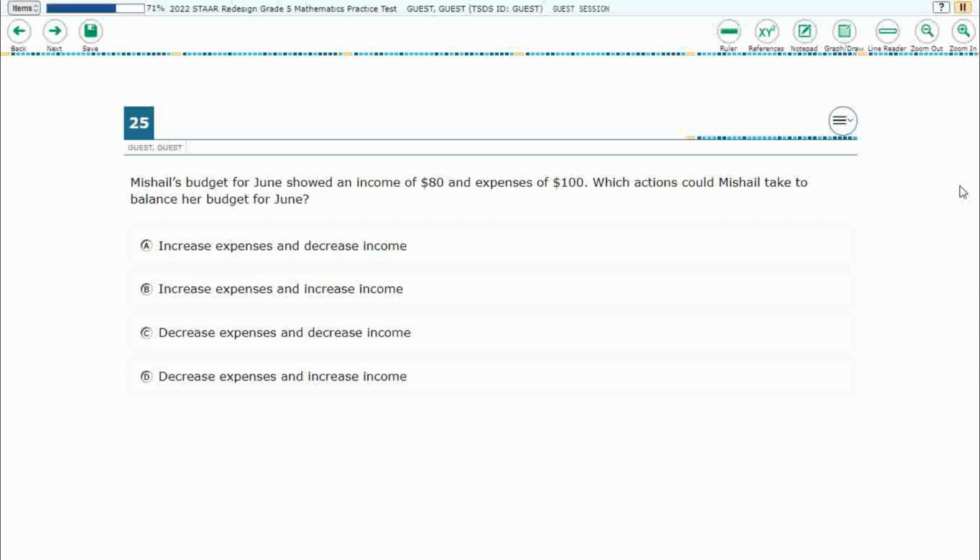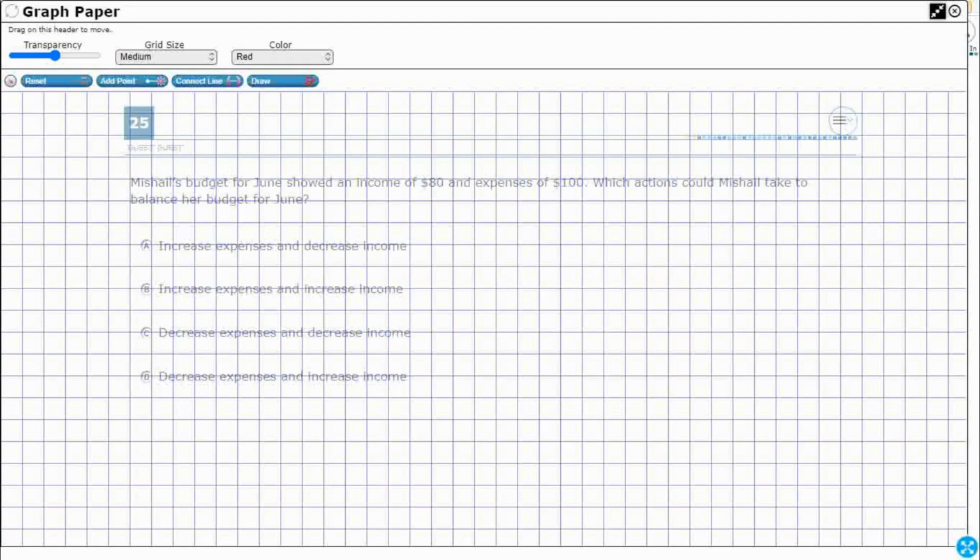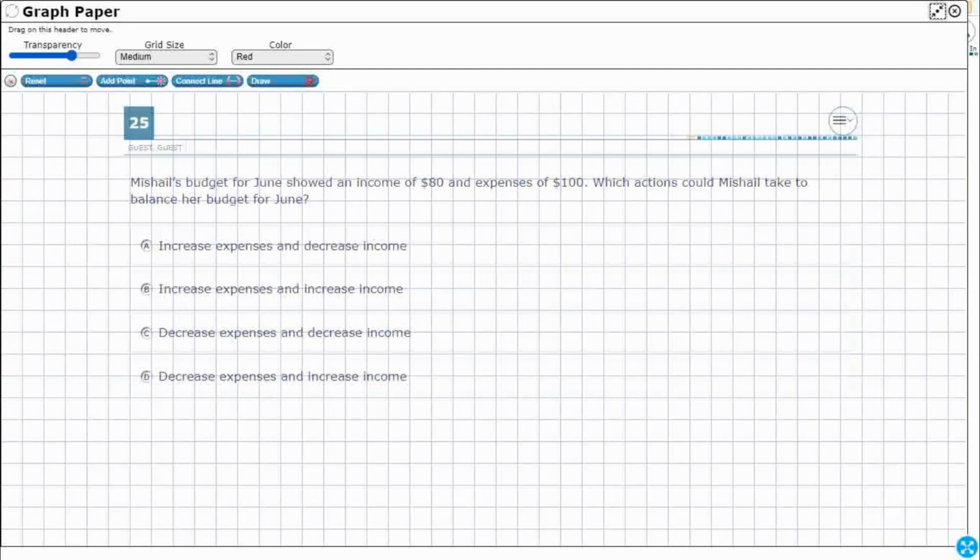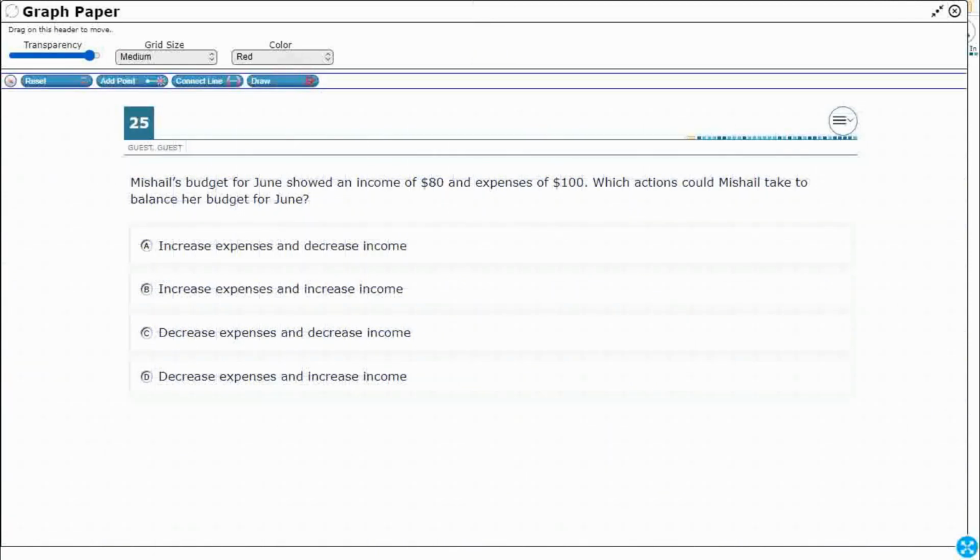So, Michelle's budget for June showed an income of $80 and expenses of $100. Which actions could Michelle take to balance her budget? All right, let's open up this graph draw feature, expand it out, increase the transparency. All right, so that word balance is actually going to kind of tell us what we need to do here.